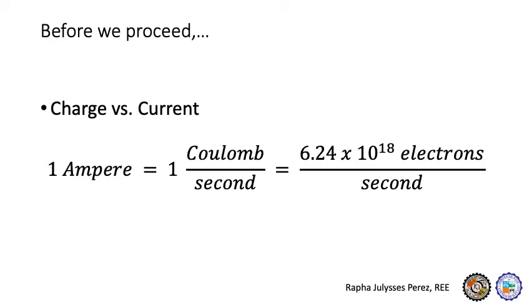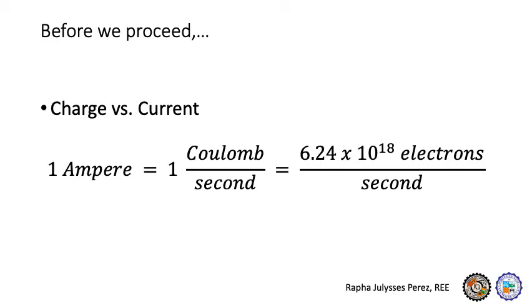So before we proceed, I would like to learn about the difference between charge and current. From the previous lesson that we had, we've defined what current is and we measure current in terms of ampere. But charge is something that is more of a basic quantity than just current. Current is basically the flow of charge, and I would like to explain that concept to you by looking at this equation. So 1 ampere is basically equal to 1 coulomb per second.